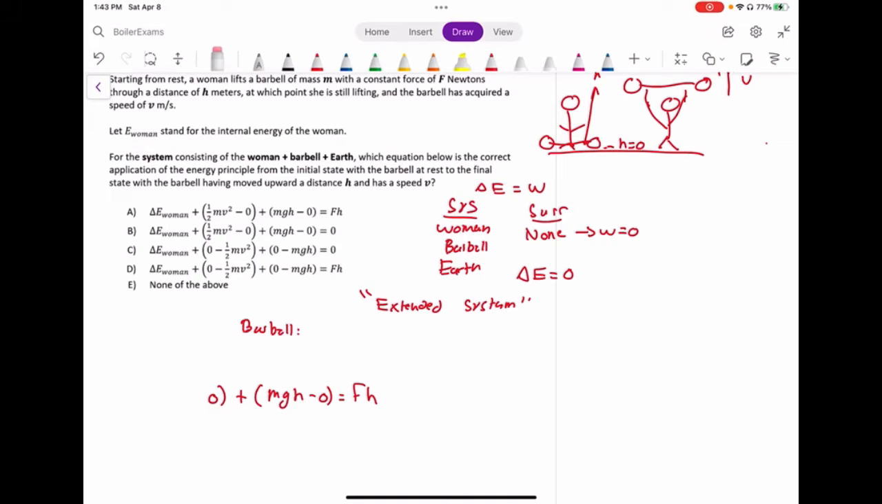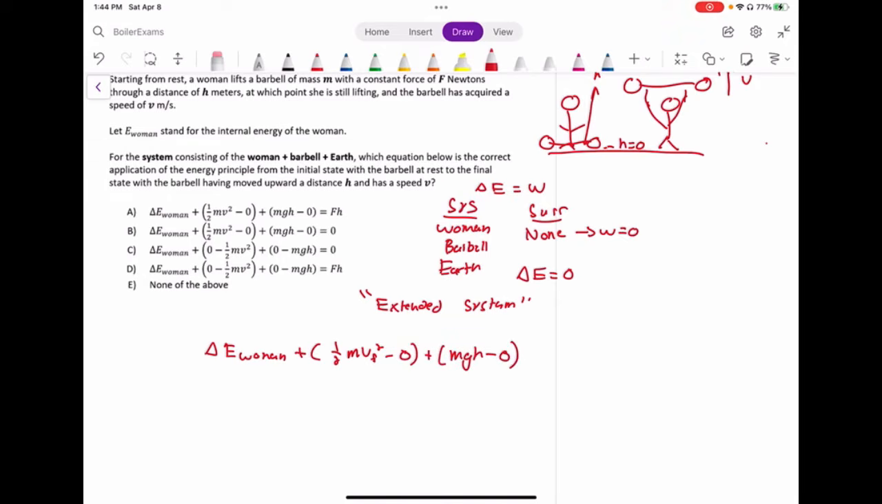When we look at the more extended system, which is what they're getting at, instead of having that FH, you're going to have E woman. So let's include that in our beginning, and then the other part's going to be the same. You're going to have that same final kinetic energy, mgh. Same with gravity, and then your work's going to be 0.